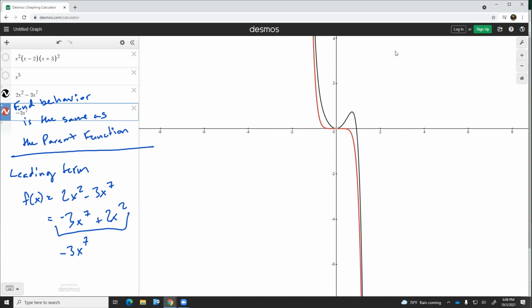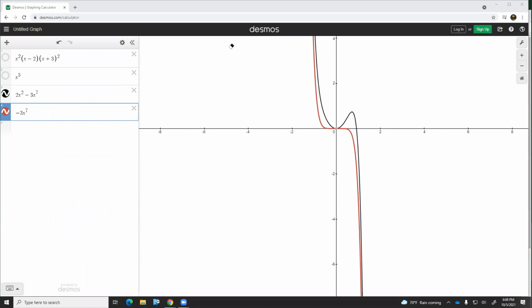Now, what you can also check is between values, what's happening? Am I going to be above or below the x-axis? So for example, let's say that we want to graph this function right here. Let me rewrite it. f of x is equal to x squared times (x minus 2) times (x plus 3) squared. And we want to graph this function.